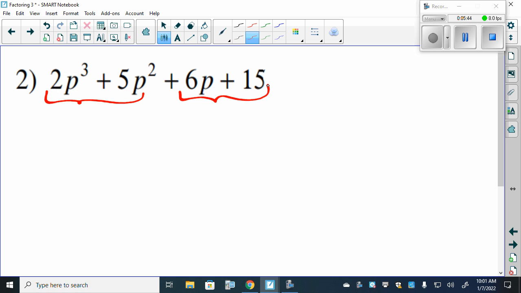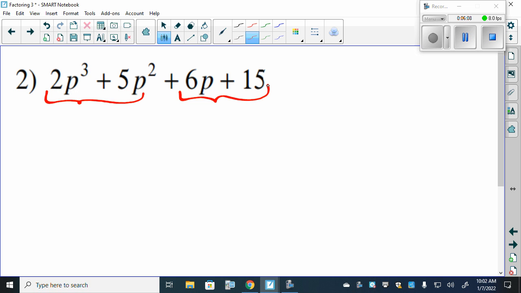So this does work for more than 4, because we could have 6 terms, so I could group it 3 and 3 or 2, 2 and 2, any way that it's an even amount. Now what we want to have happen is after I factor something out of both of these groups, we need it to be the same. We're aiming for what's inside the parentheses to be the same.